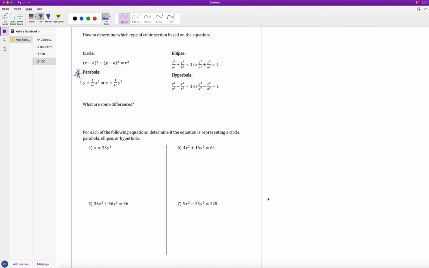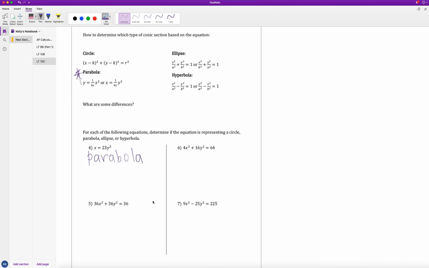So we have 4 examples below, and it says for each of the following equations, determine if the equation is representing a circle, parabola, ellipse, or hyperbola. So let's take example 4. I have x equals 23 times y squared. Right now, what do you think that equation is representing? Well, based off of the fact that x is not squared, I'm pretty sure that this is going to be a parabola, since I only have one variable that is squared.